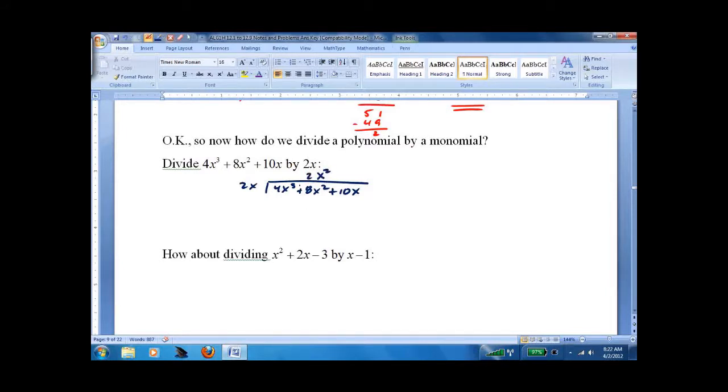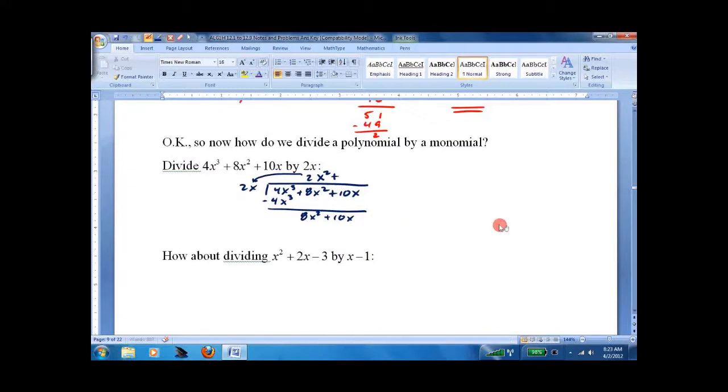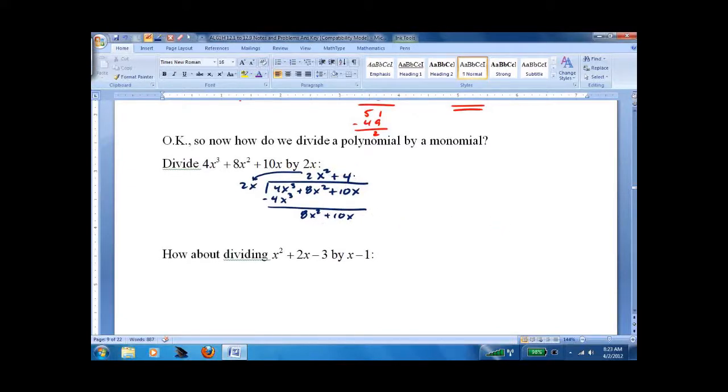And if that was confusing, just think about it now. We got to multiply. 2 times 2 is 4. X squared times x is x to the third. Change the sign. We're left with 8x squared plus 10x. What times 2 is 8? 4. What times x is x squared? X.